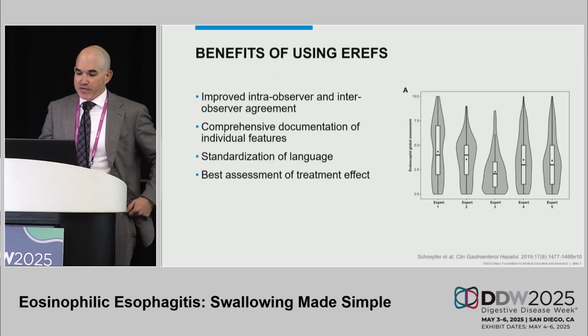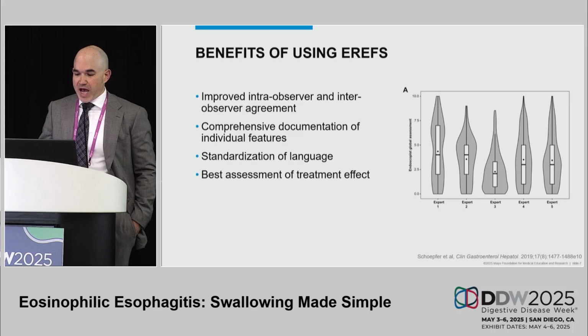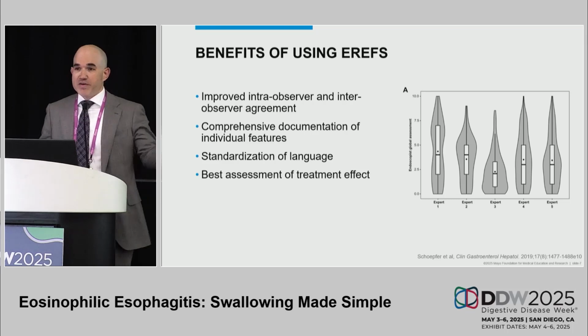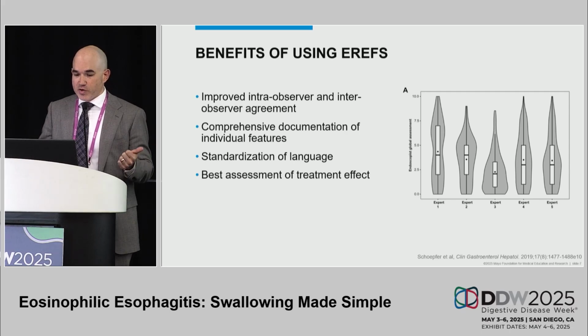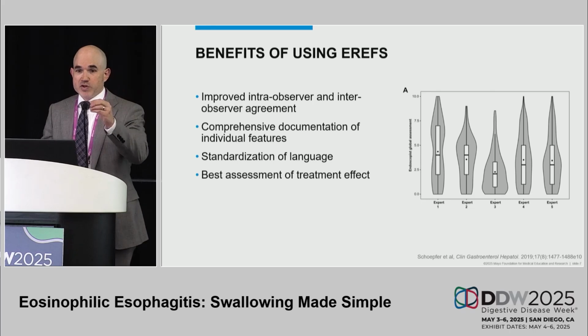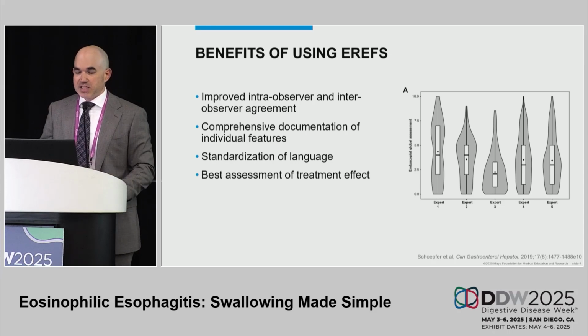Now, why do we use EREFs? Well, this is a study which looked at variability in the description of the global severity of EOE amongst 5 different experts. And you can see wide variability in the way these 5 experts described EOE globally in terms of severity. So when we start using EREFs, what we see in studies is that we see improved intra and inter-observer agreement. It provides much more comprehensive documentation of each of these individual features. It provides a standardized language that we can all use to describe what we're seeing, and then really gives us our best assessment of the treatment effect.